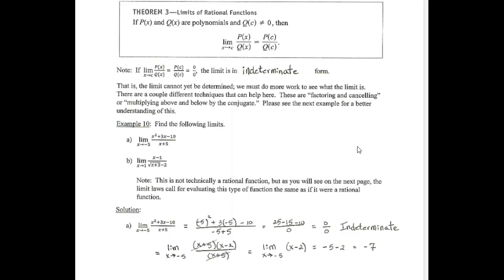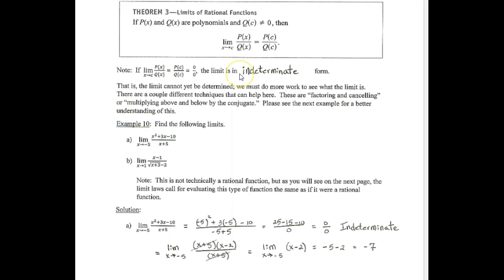On page 17 of our class notes, we move into trying to understand taking the limit of rational functions. Rational functions are just one step a little bit more difficult than polynomial functions because a rational function is simply a polynomial function divided by a polynomial function. So both p of x and q of x here are polynomials.